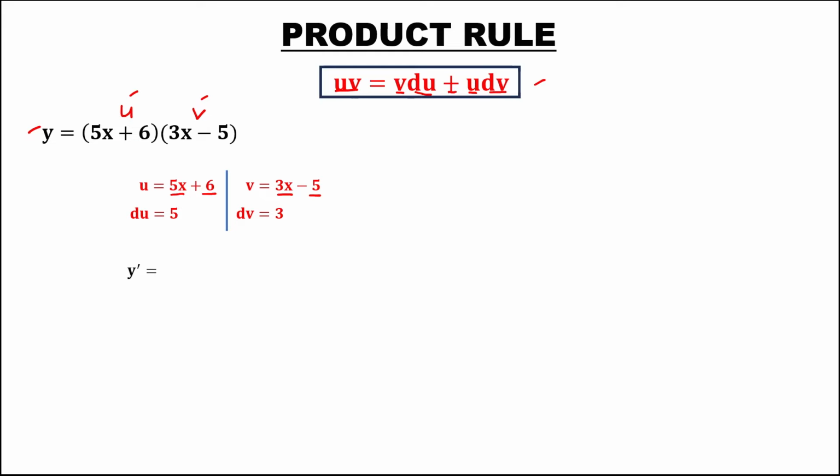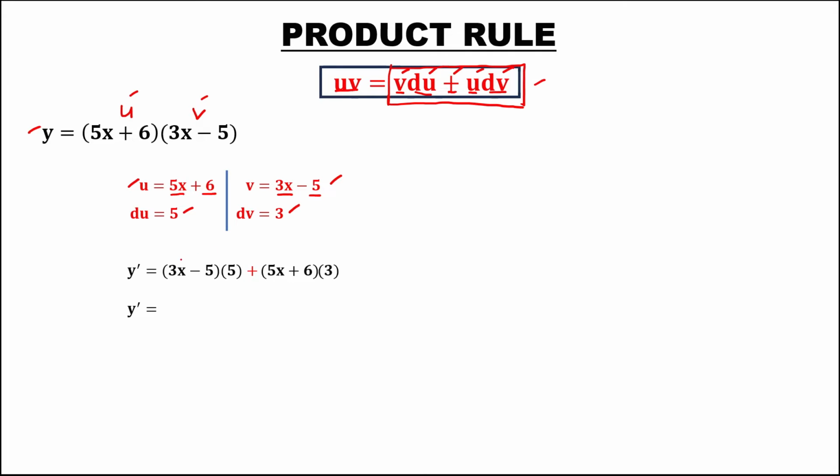Then to find now the derivative, substitute now all the values using this formula. So we have v, that's 3x minus 5, then times du, that's positive 5, then plus u, that's 5x plus 6, times dv, and dv, that's positive 3.